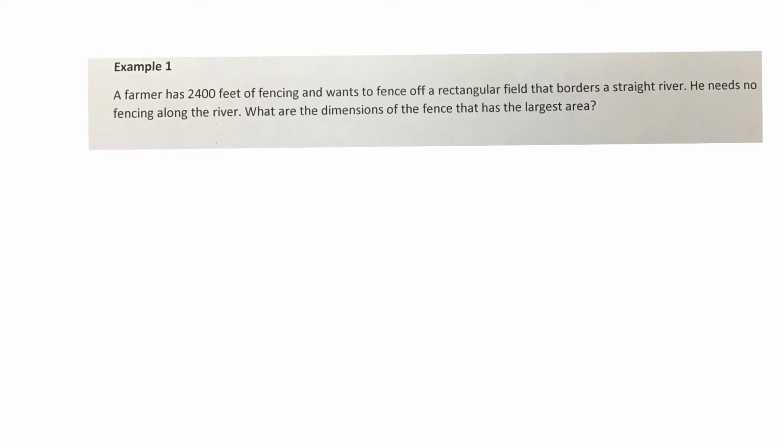Okay, so let's draw ourselves a picture. Step one is always draw a pic, right? These are all going to be different and they will hinge on a picture. So we've got a straight river. Okay, so it means it makes a straight line. He has 2,400 feet of fence and wants to fence off a rectangular field that borders a straight river. So he wants a rectangular field that borders the river. He needs no fencing along the river because, duh.